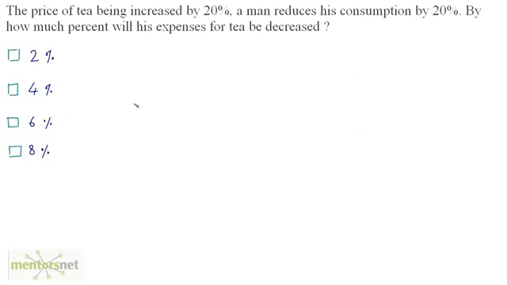The price of tea is increased by 20%, and a man reduces his consumption by 20%. By how much percent will his expenses for tea decrease? Now you can have a table of price, consumption and expenses. Let us assume the price of tea is 100 rupees for simplicity, and the consumption is, let's say, 10 kgs per month or per year, whatever it is.